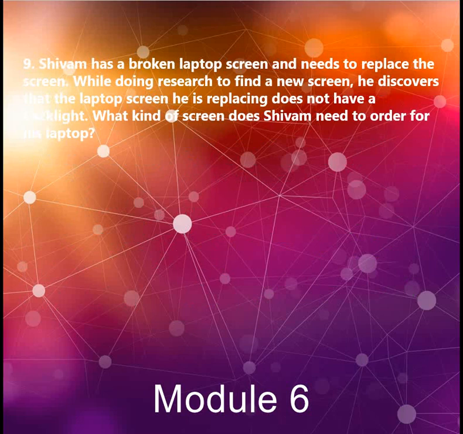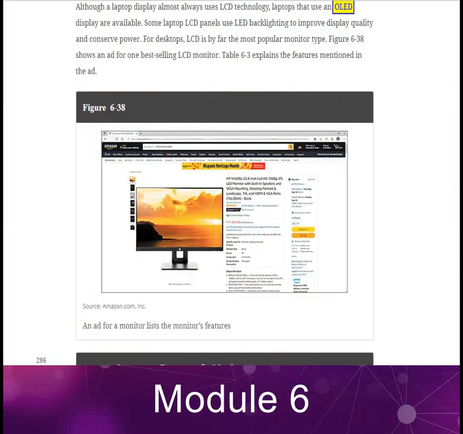Number 9, Shivam has a broken laptop screen and needs to replace the screen. While doing research to find a new screen, he discovers that his laptop screen he is replacing does not have a backlight. What kind of screen does Shivam need to order for his laptop? So what we have here is the OLED screen because it doesn't have a backlight. The other 3, the touch screen, the LED, and the CRT, they are backlit. So the OLED is the correct answer.